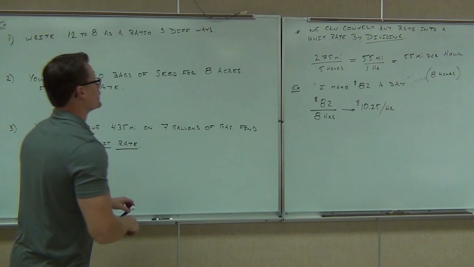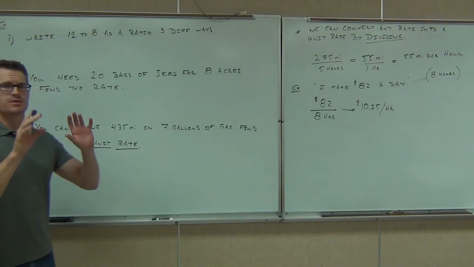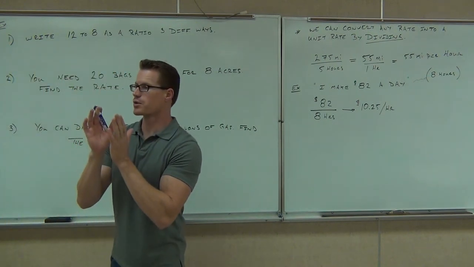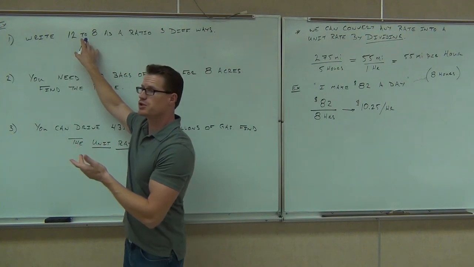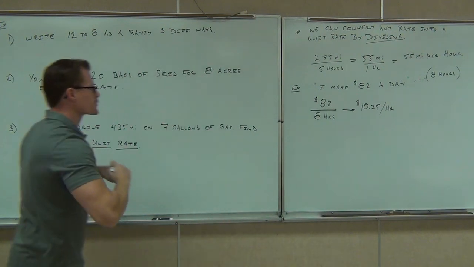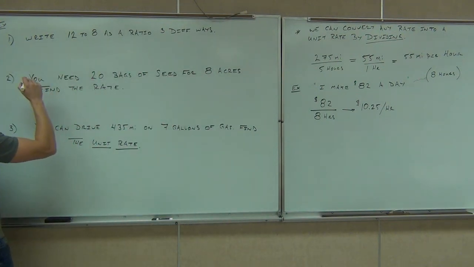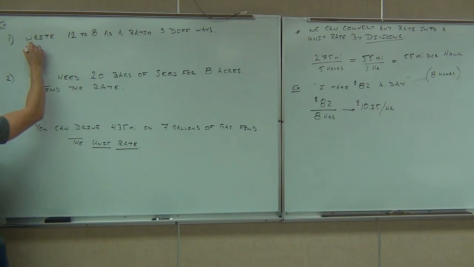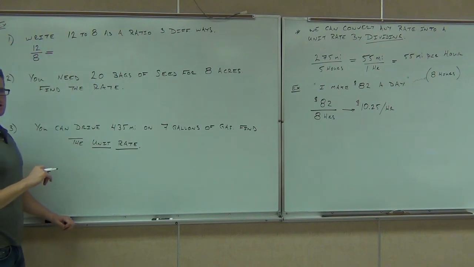Alright, so number one, first thing, ratios. You can write them as fractions, with that colon, or with the word "to". Now, it's already written with the word "to", but it's not reduced. So the first thing I've asked you to do is write this as a fraction first. What number goes on the top? 12. So 12 over 8, and you're going to reduce that. That becomes, what was that? 3 over 2.